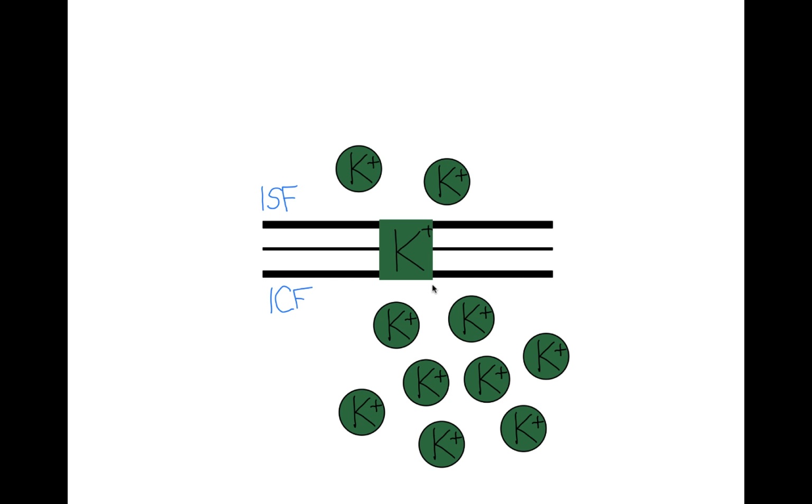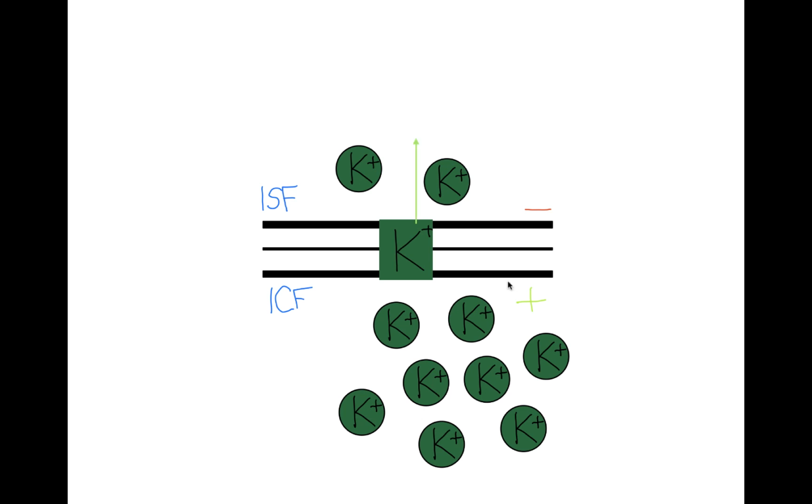Now, because potassium is a cation and therefore has a positive charge, and since we have more potassium inside the cell than outside the cell, the inside of the cell will be positively charged, and the outside of the cell will be relatively negative. And once again, this is because we have more potassium inside than outside, and since potassium has a positive charge, the inside of the cell will be relatively more positive than the outside of the cell.